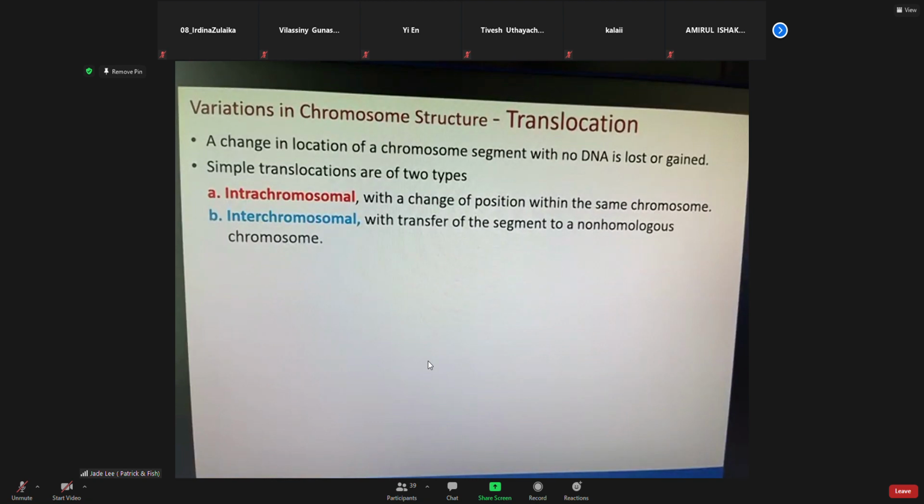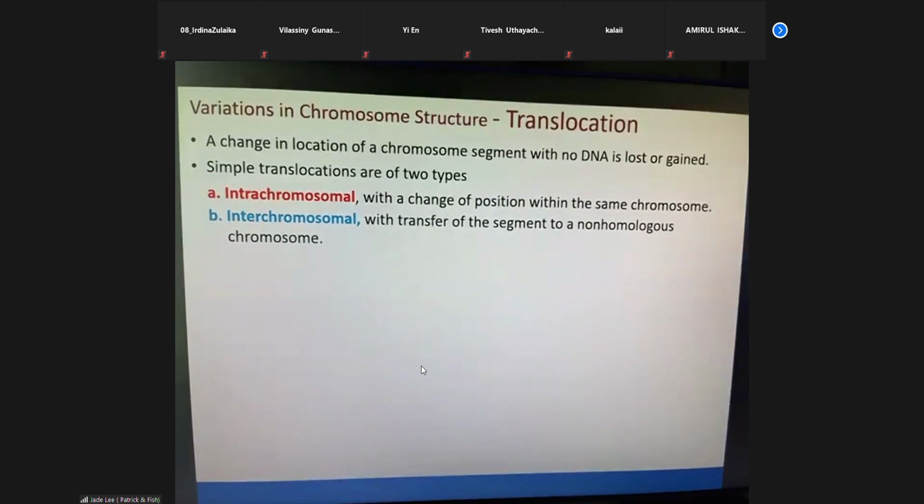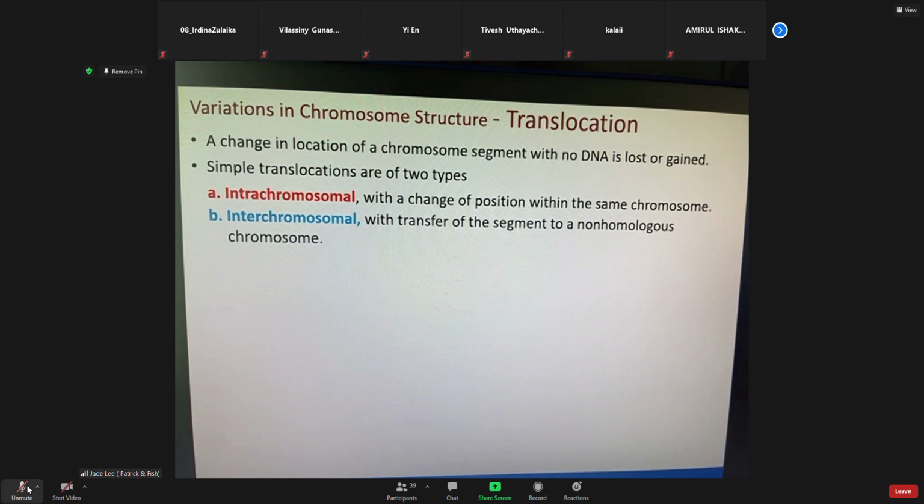Boleh faham? Intra maksudnya dia tertukar tempat pada kromosom yang sama. Kalau mungkin kawasan di kromosom 1, dia dalam kawasan kromosom 1 saja. Kalau interkromosomal maksudnya di antara kromosom. Boleh jelas ya? Jelas.